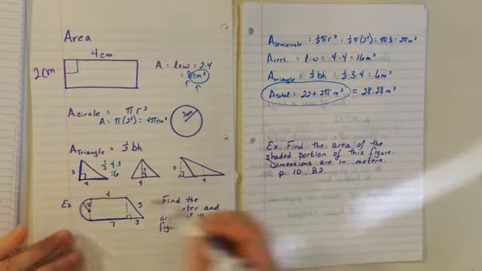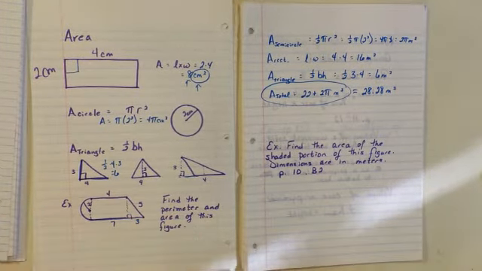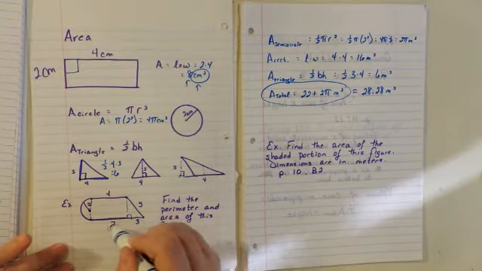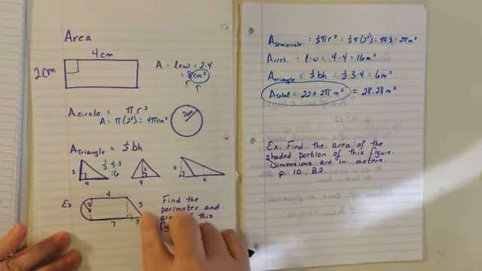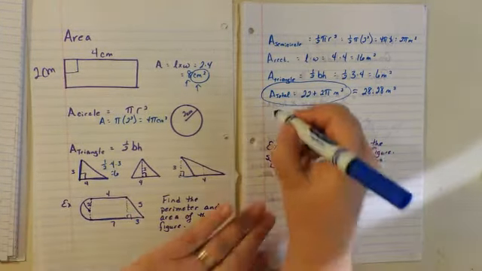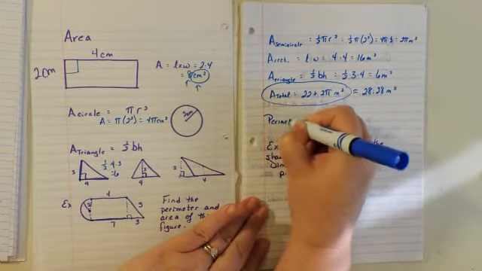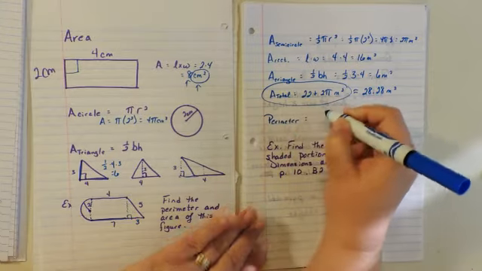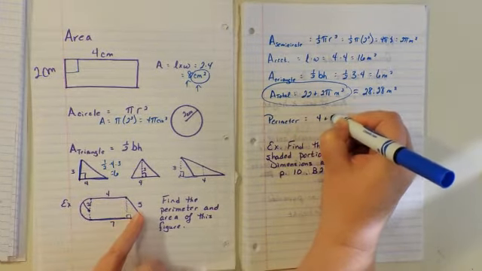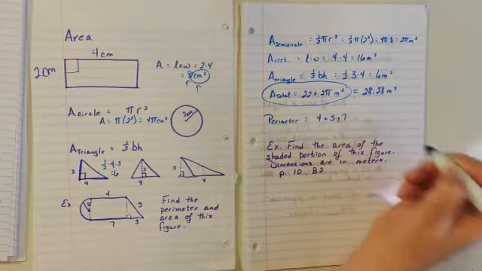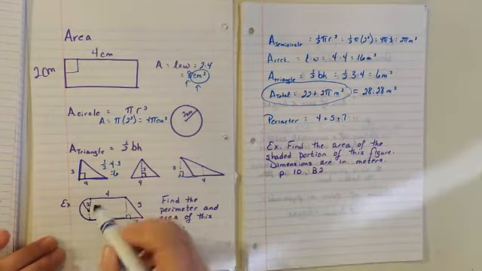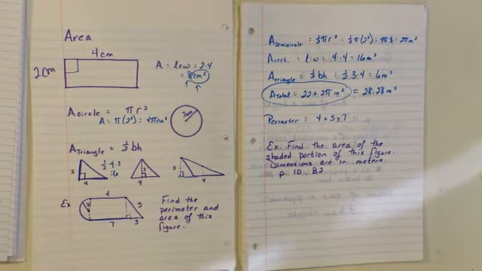For the perimeter of this part, we can just talk about the space around here. So we've got 4 plus 5 plus 7. So the perimeter is going to equal 4 plus 5 plus 7, and then it's going to be the circumference of this half circle.